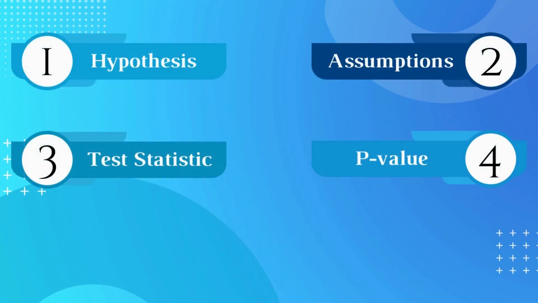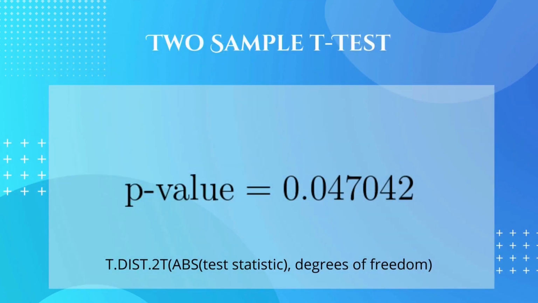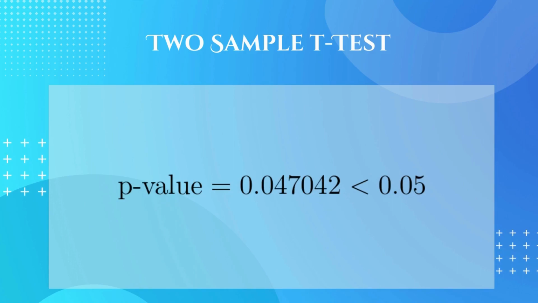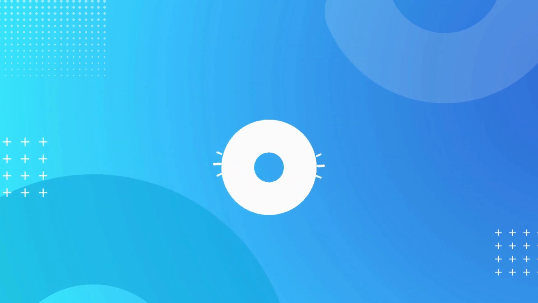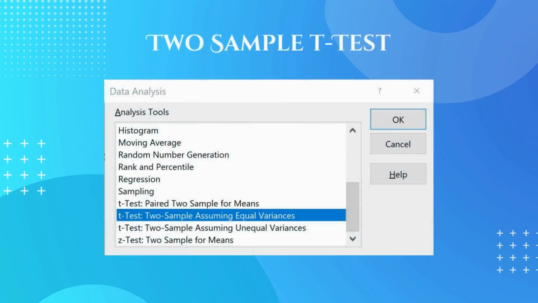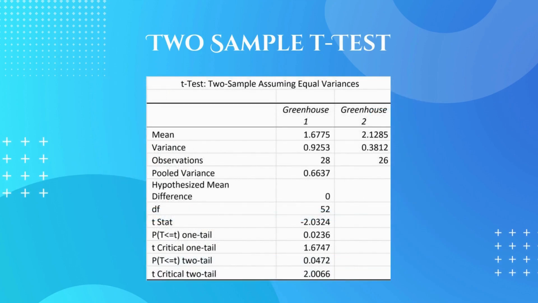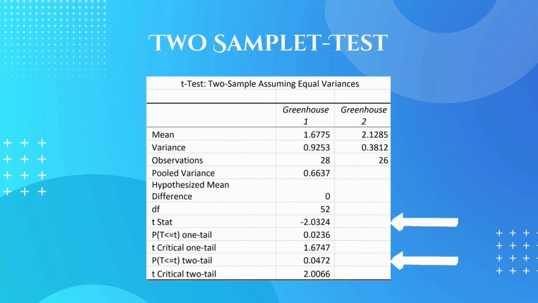We can now calculate the p-value, which we will calculate using the same function in Excel, which gives us a p-value of 0.047042. This p-value is just less than 0.05. The alternative method to calculate the test statistic and p-value would be to use the data analysis tool with a 2-sample with equal variances test, which would give us the following output. As you can see, the test statistic and p-value is the same as the one we just calculated.